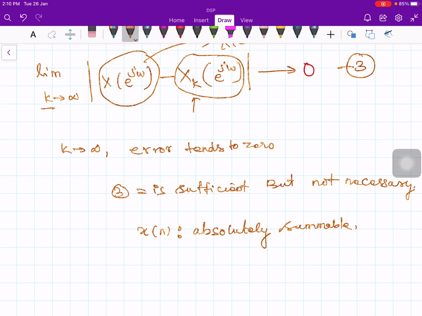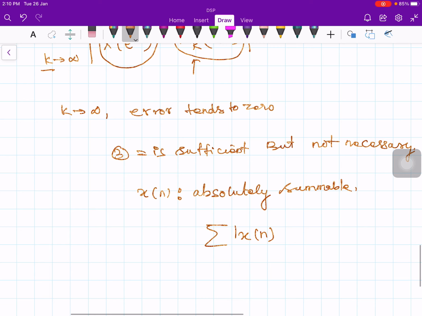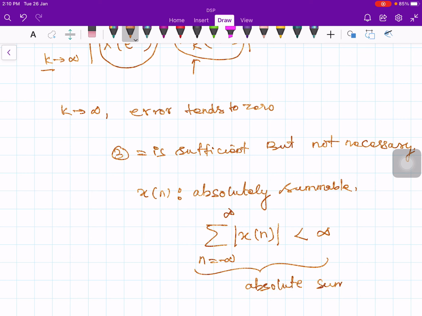When I say absolutely summable, what does it mean? You take x of n, if it is complex, take the magnitude and sum them up from minus infinity to plus infinity. If this is less than infinity, then this is the condition for absolute summability. I mean, after adding all the infinite number of samples, you will get a finite value. That's what we mean by absolute summability.